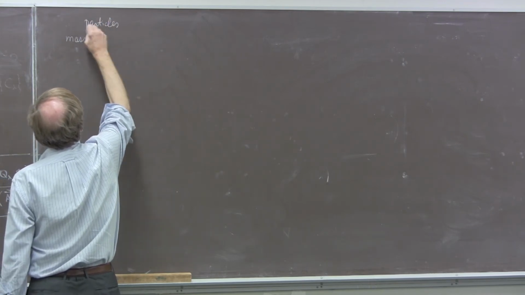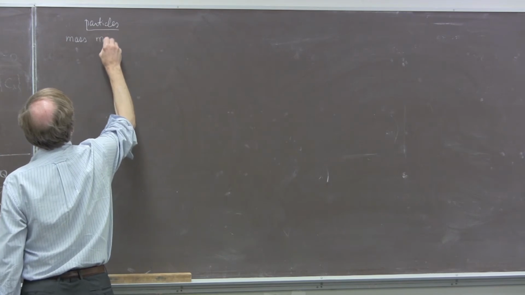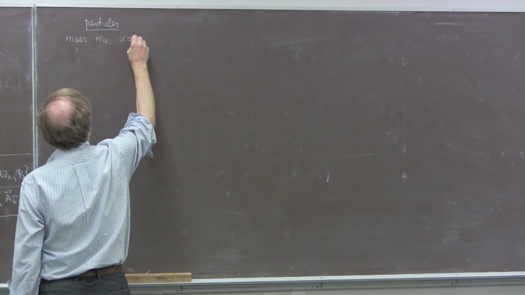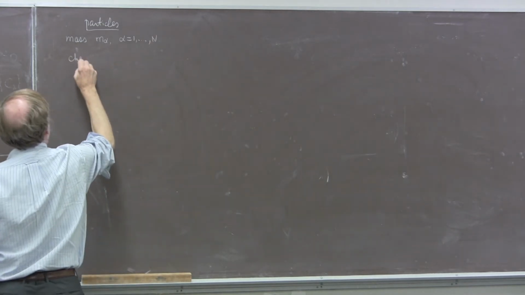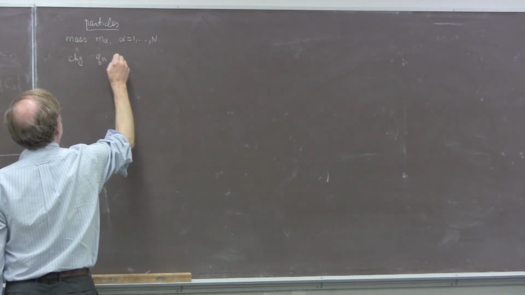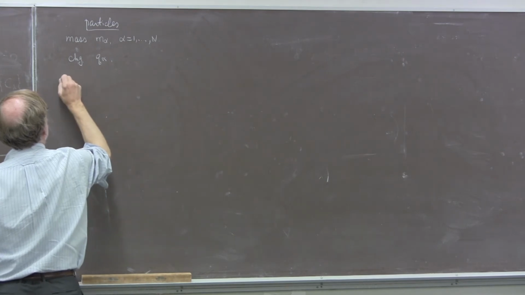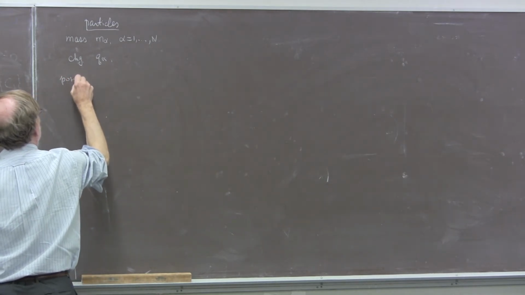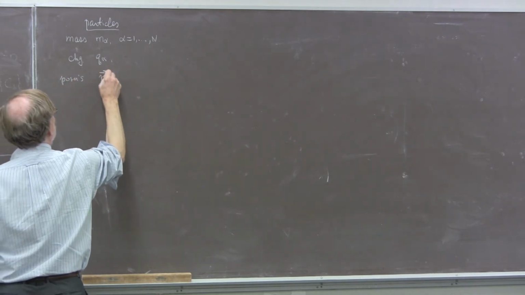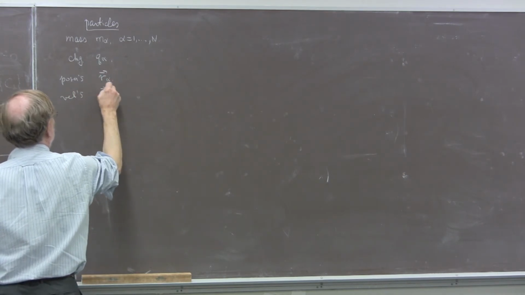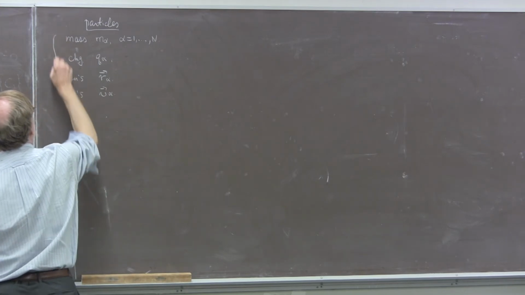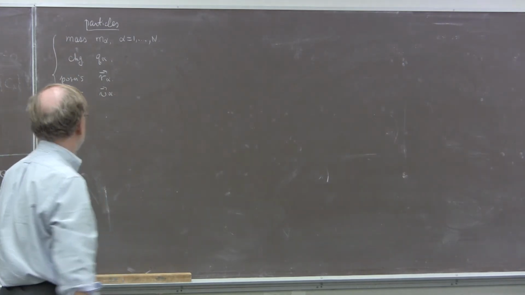The matter will consist of particles. They've got masses m sub alpha, where alpha runs from 1 up to the number of particles. Let's let the charges of the particles be q sub alpha, same range. Let's let the positions of the particles be r vectors of alpha, and let's let the velocities of the particles be v vectors of alpha. Let's use this notation then for describing the particles.